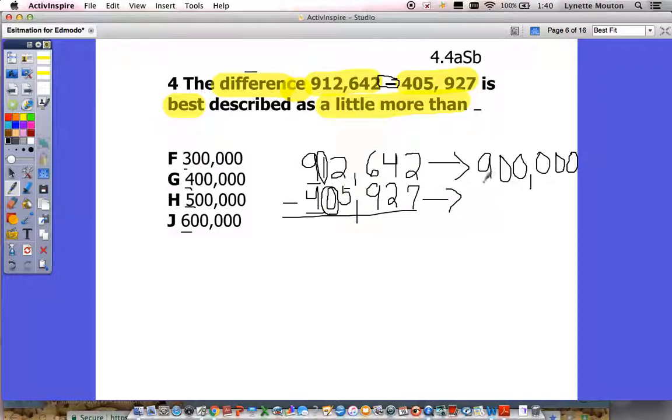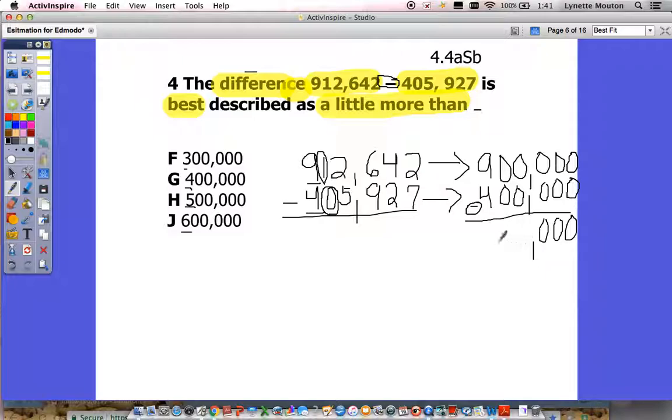40 just stays right there at 40. Everything to the right again becomes a 0. And then we subtract, finding the difference. Sign and the line. 0 minus 0 is 0, 0 minus 0 is 0, 0 minus 0 is 0.